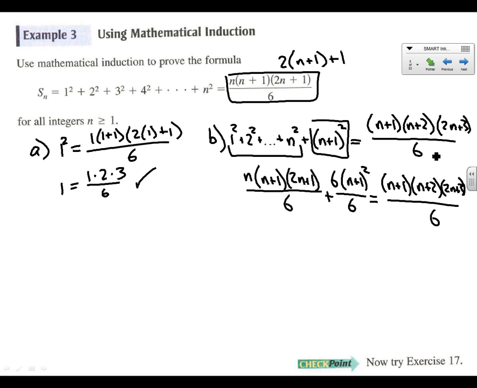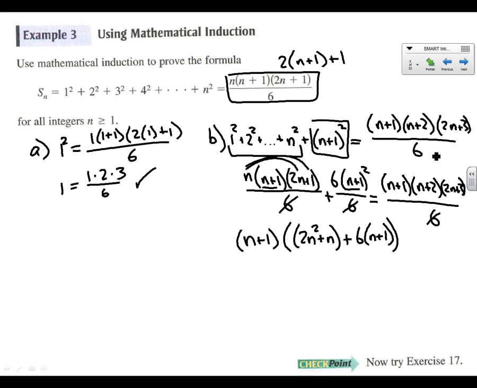Let's find out. All right, since we have a common denominator, we can get rid of all these denominators and just try to prove the numerators are equal. And so let's see what we've got here. Now one thing I notice here is there's an n plus 1 in both of these. So we can factor that out. n plus 1 factors out front. What are we left with? We're left with n times that, so we're going to have 2n squared plus n plus 6n plus 1.